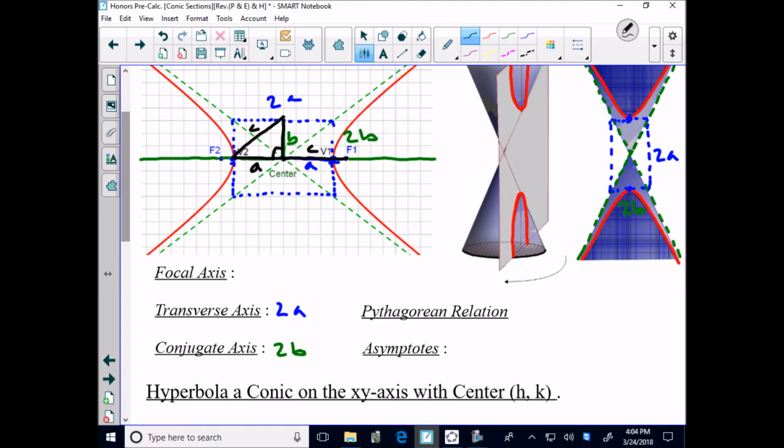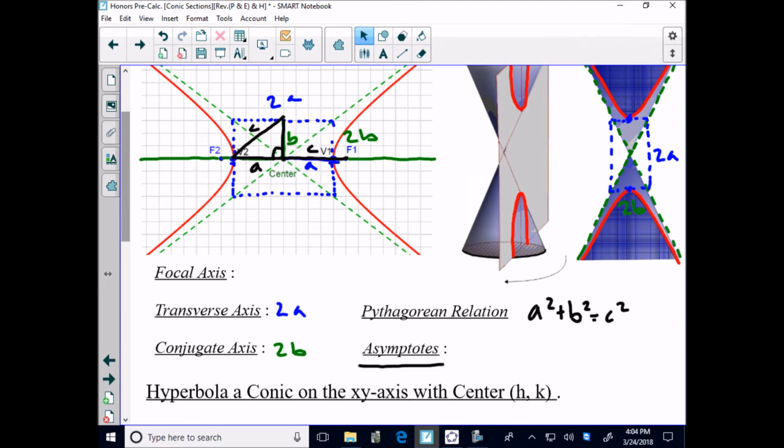So right here, just like the ellipse, we would say that the distance from the center to the foci is c, and the distance from the center to the vertices is a. But now that length c is longer than that length a, since the foci are outside of the vertices. Right here we can say then that the Pythagorean relation we have for a hyperbola is a squared plus b squared equals c squared. Now we're going to define the asymptotes later in class. For right now, we're basically just going to say they're the diagonals of the box, and we're going to use them to graph the hyperbola, but we're not going to define what they would be as lines, right?